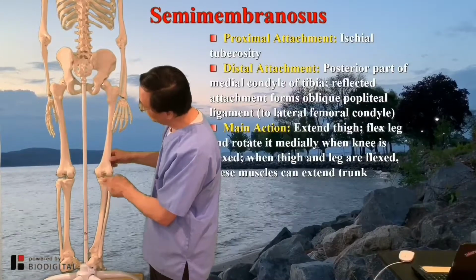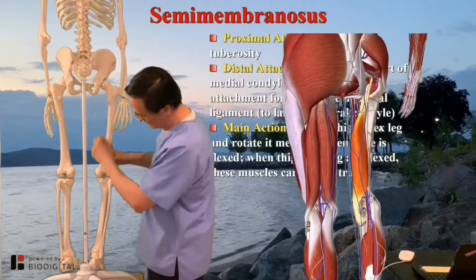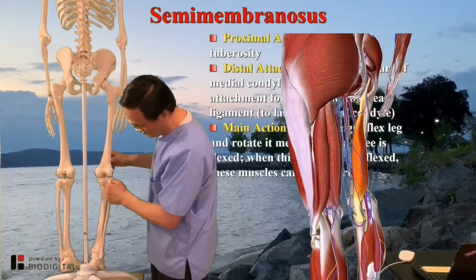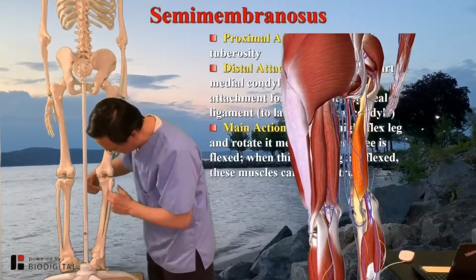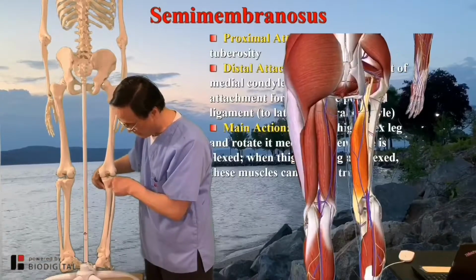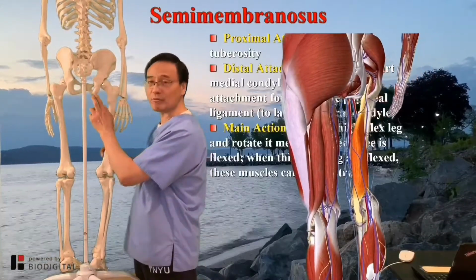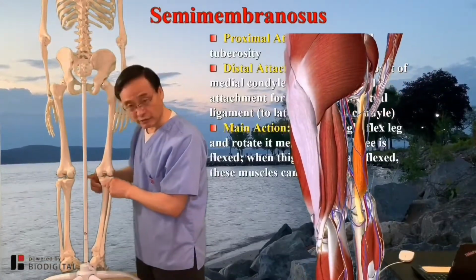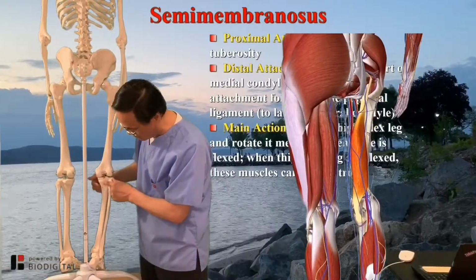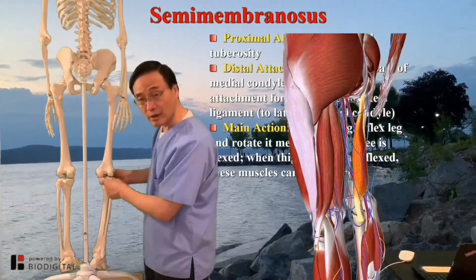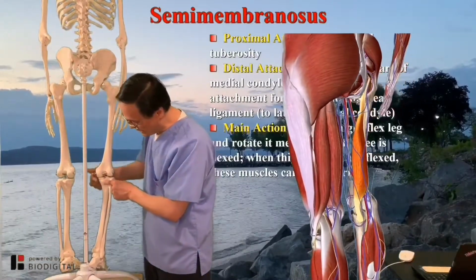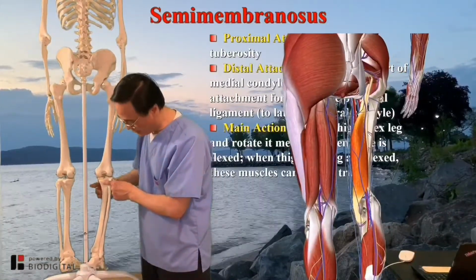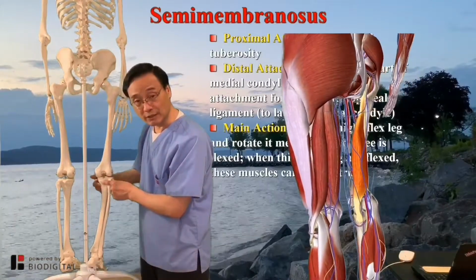So compare this to the semimembranosus. Semimembranosus inserted here, semitendinosus is inserted right here. Okay, so the proximal attachment is pretty much the same. The distal attachment is different. Semimembranosus is more posterior, on the medial, superior but posterior side of the tibia. Now, the semitendinosus is proximal but on the medial side of the tibia.